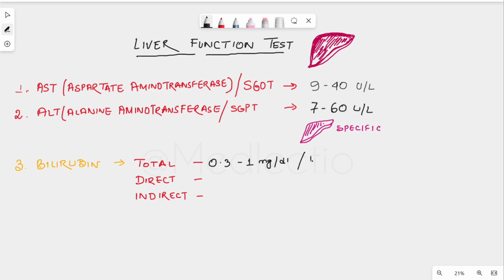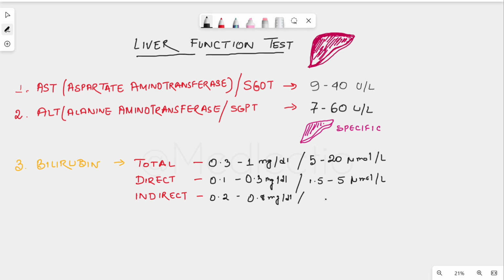The other parameter, if you see it in micromole, is 5 to 17 or 20 per liter. Direct is 0.1 to 0.3 mg/dL. In micromole, it will be 1.5 to 5 micromole per liter. In some countries milligram per dL is used, in some countries micromole. Indirect is 0.2 to 0.8 mg/dL and 2.5 to 12 micromole per liter.